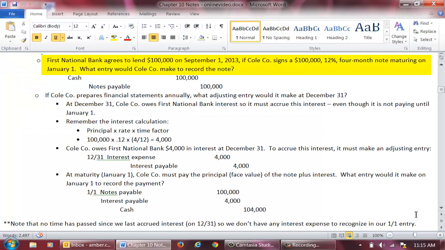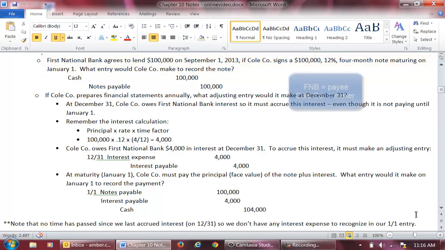Let's look at an example. First National Bank agrees to lend $100,000 on September 1st, 2013 if Coal Company signs a $100,000 12% 4-month note maturing on January 1st. In this example, First National Bank is the payee and Coal Company is the maker. On September 1st, Coal Company would record the note and the receipt of cash from First National Bank by debiting cash for $100,000 and crediting notes payable for $100,000.